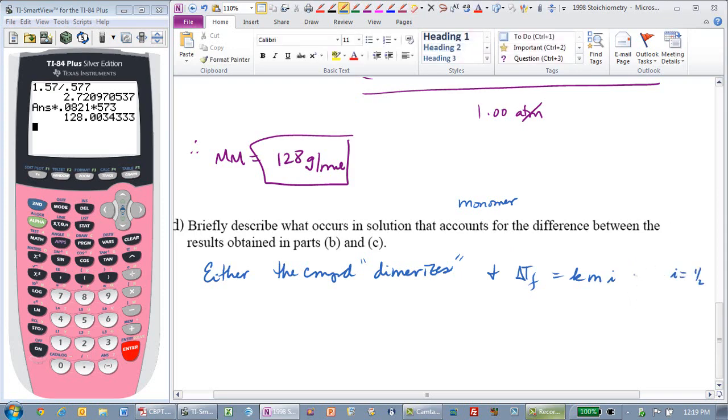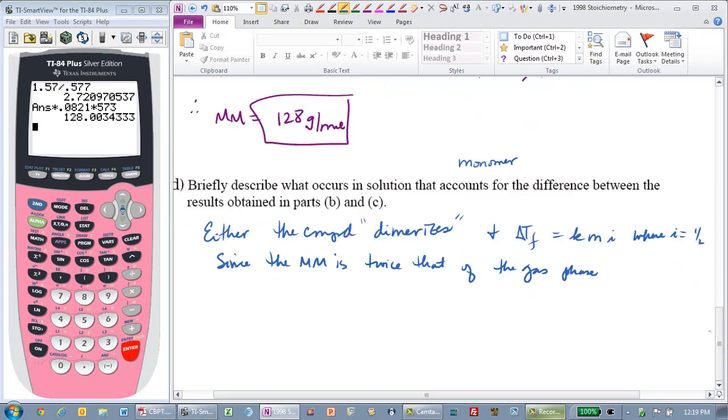Let's pretend that i looks like 1/2, because you can have half ones, since the molar mass is twice that of the gas phase. In other words, when you take this stuff from the gas phase and bubble it into water, it forms pairs with itself in water. Again, dimer is the word we use for it. It forms a dimer, so that pair is behaving as if it were one molecule.